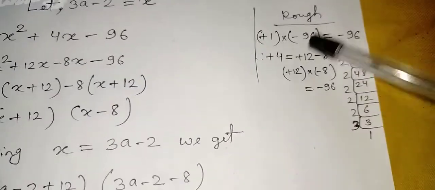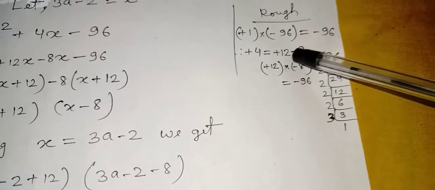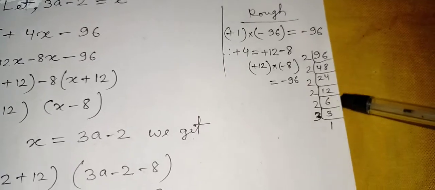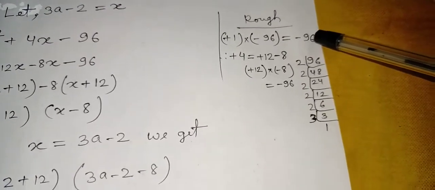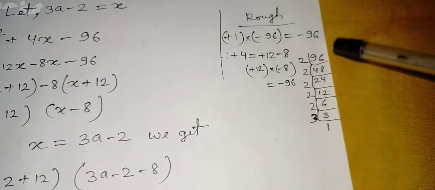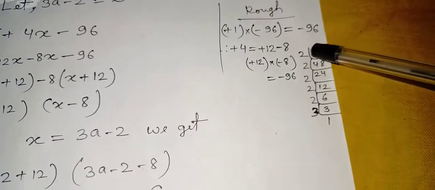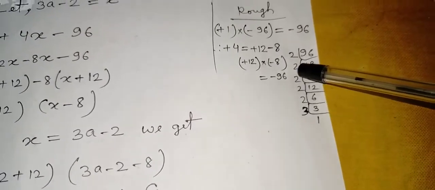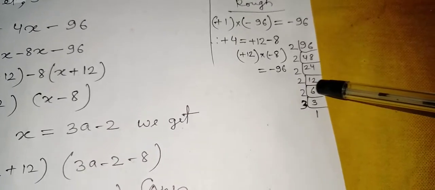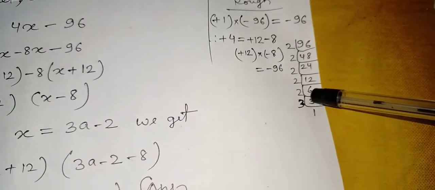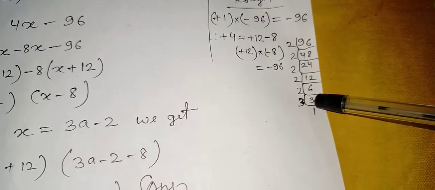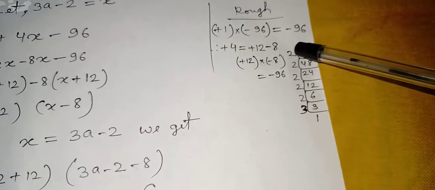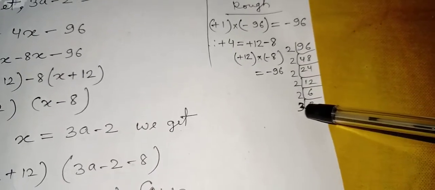Children, sometimes you face the problem of how to know that you have to split in such a way. So I have one more technique for you today. This minus 96, you take the number 96 and factorize it. When you factorize 96, you get 2 and 48. Again you divide by 2, you get 24. Divide by 2, you get 12. Divide by 2, you get 6. Divide by 2, you get 3, and 3 ones are 3. So how many 2's did you get? 1, 2, 3, 4, 5 twos and one 3.